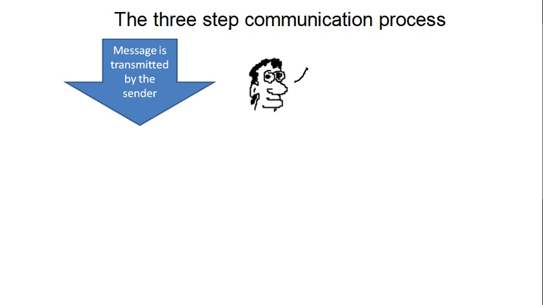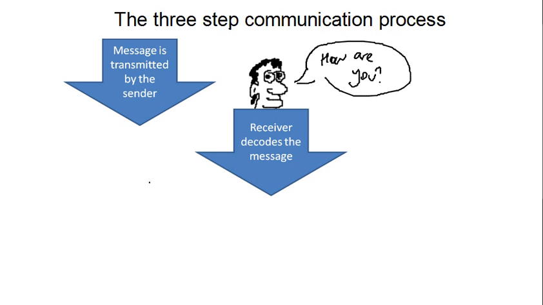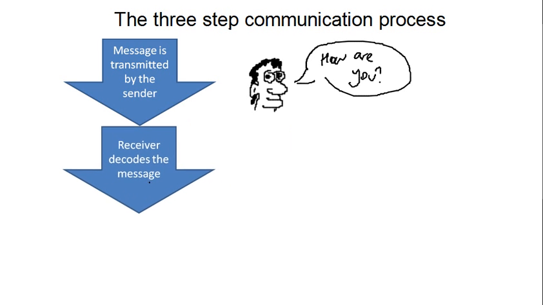So in this case, the message will be, "How are you?" And it's going to be transmitted to a receiver. Now the receiver is going to receive the message, and they're going to try and decode the message, and that means they're going to try and understand what that message means. So they hear that they've received the message, and they're going to try and work out what the sender was trying to say.